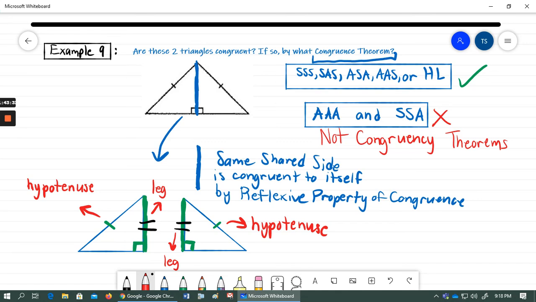So, guess what, guys? Since we've got a hypotenuse and a leg that are congruent to the corresponding hypotenuse and leg in the yellow triangle, then these two triangles are congruent by the HL theorem, the hypotenuse leg theorem. Yes, these are definitely congruent. These are so congruent by the HL theorem.